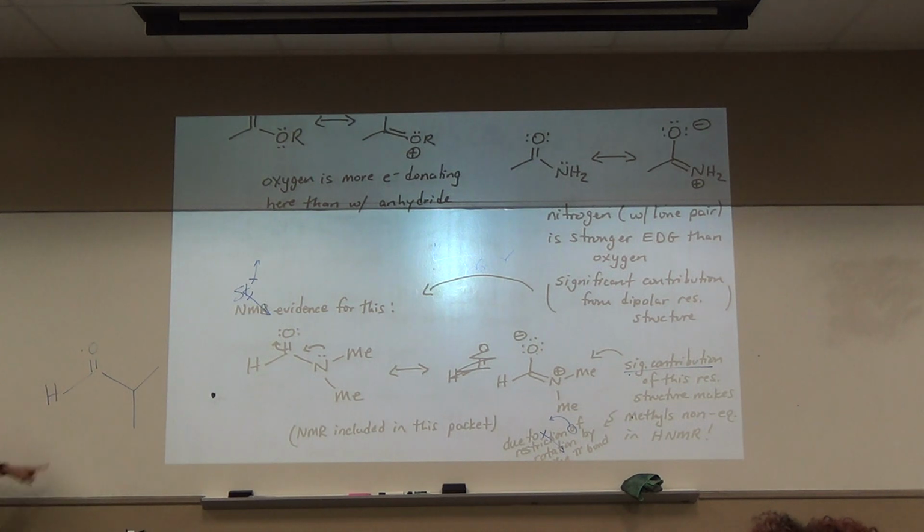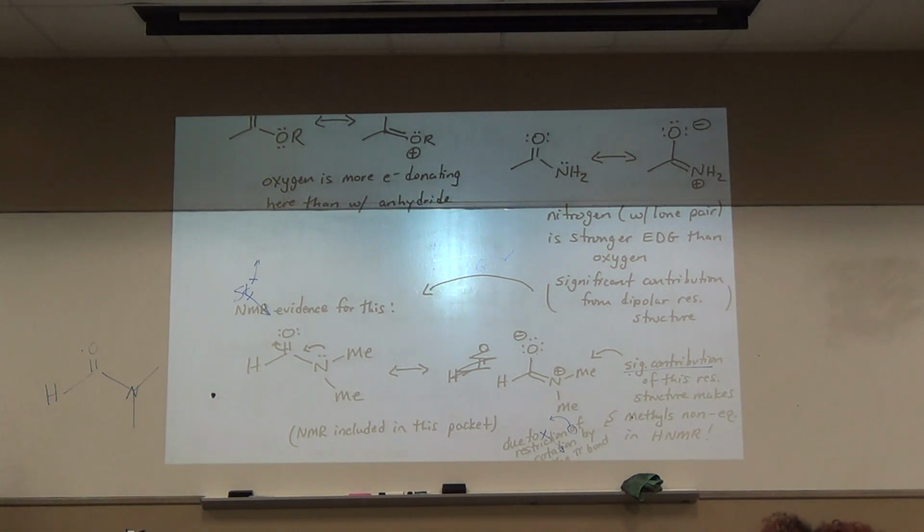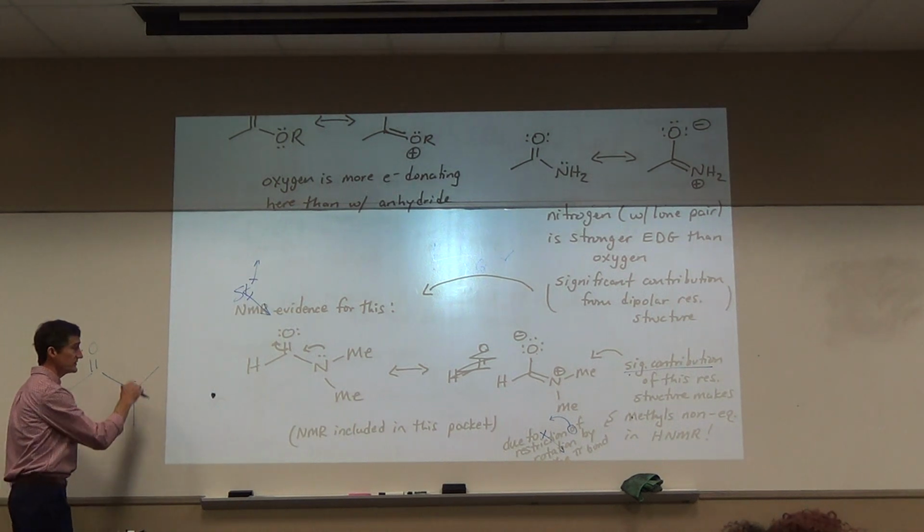How about this compound? How many signals for the 2 methyls? Methyl on here and here. Just 1. 1 signal, yeah? Okay. Well, change that to nitrogen. How many signals for the methyls? Still 1. That's what you should think initially. It's not 1. It's actually 2.